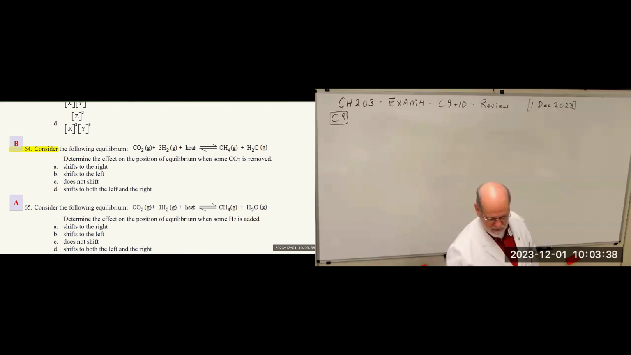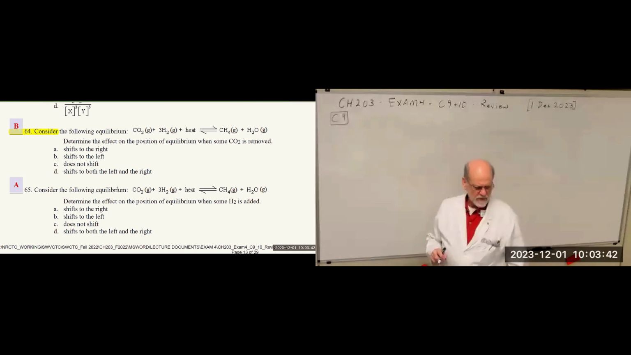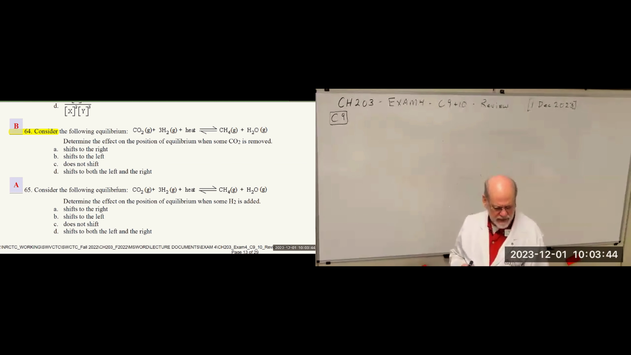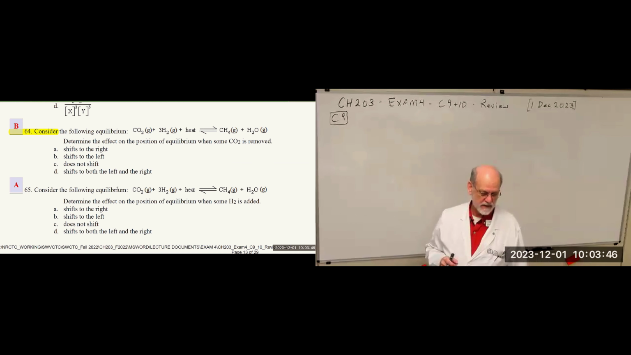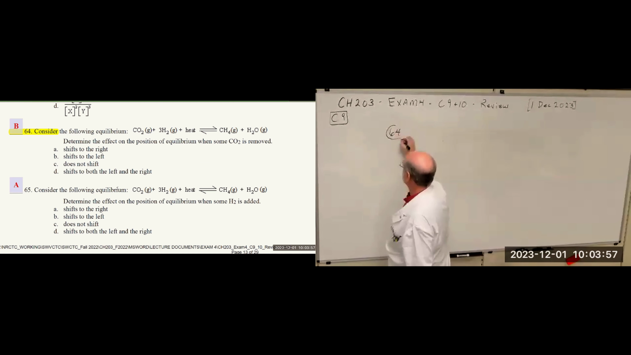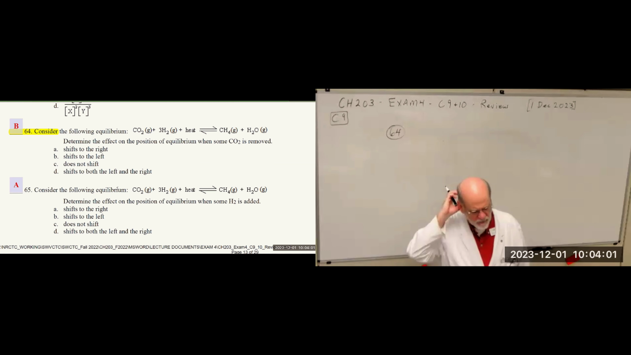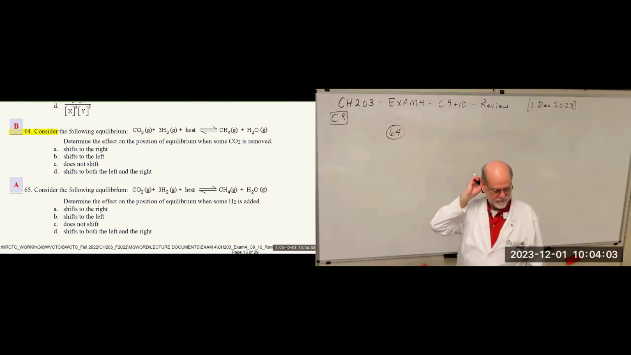All right, 64. Consider the following equilibrium. Carbon dioxide plus hydrogen gas plus heat yields methane plus water. So this is an endothermic reaction. Heat is a reactant. Determine the effect on the position of equilibrium when CO2 is removed.